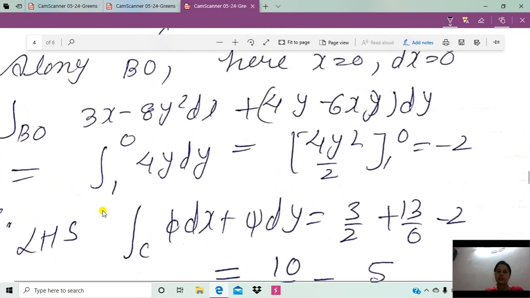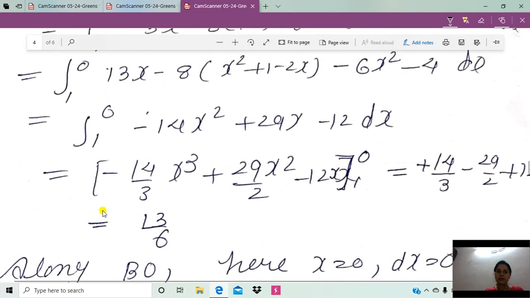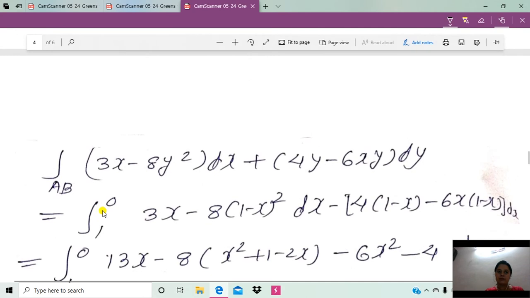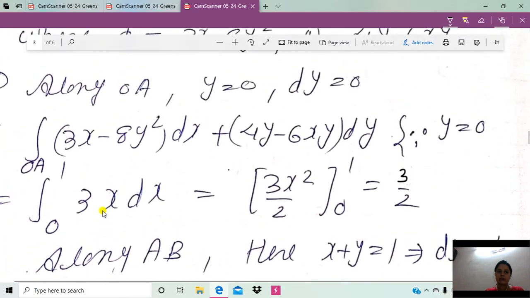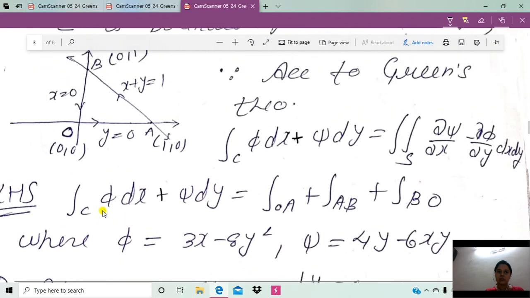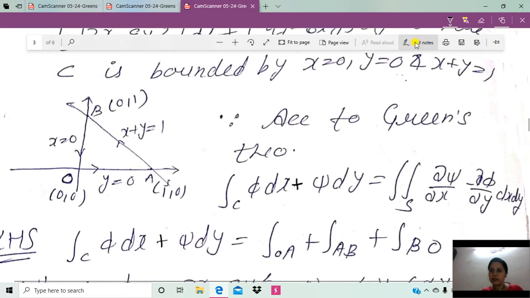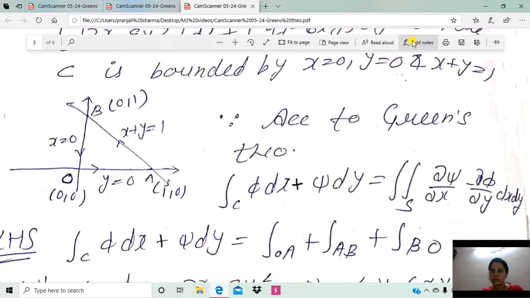So let's check the diagram for the limits of x and limits of y in double integration. So this is a diagram, and wait a minute.